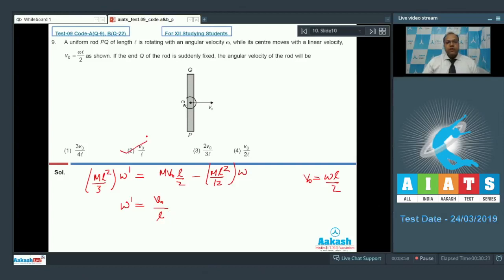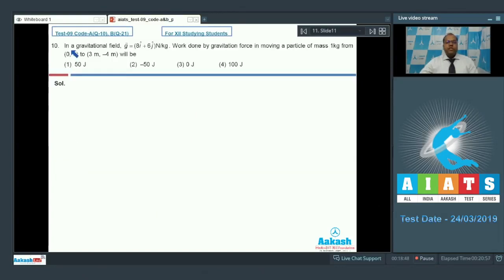Let's move to question number 10. In question number 10, in a gravitational field, G vector is equal to 8 i cap plus 6 j cap Newton per kilogram. Work done by gravitational force in moving a particle of mass 1 kilogram from 0, 0 to 3 meter, minus 4 meter will be.